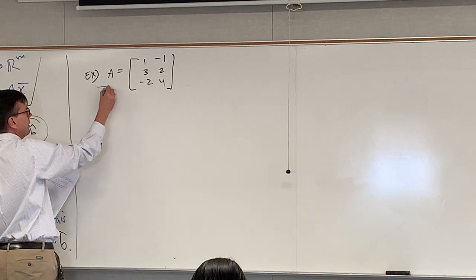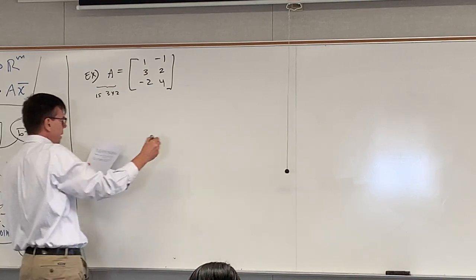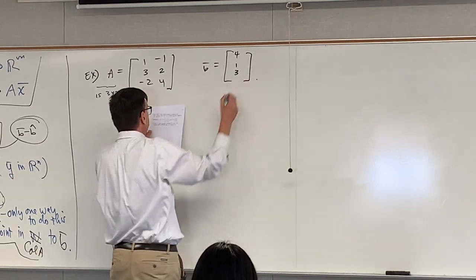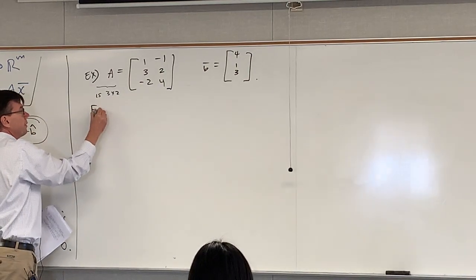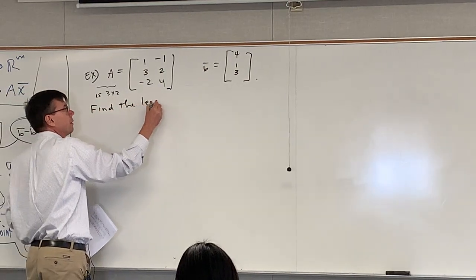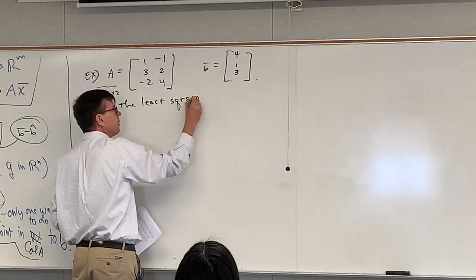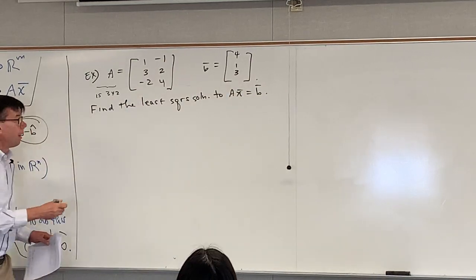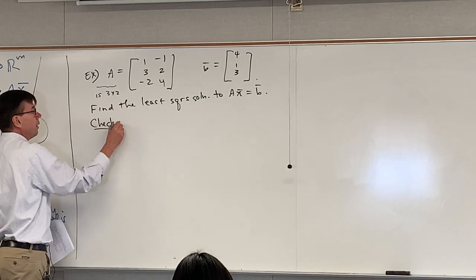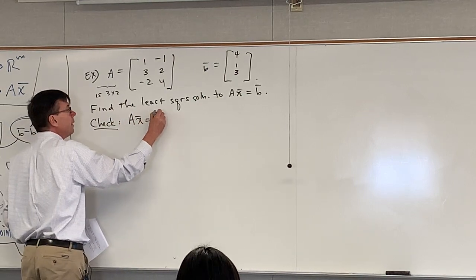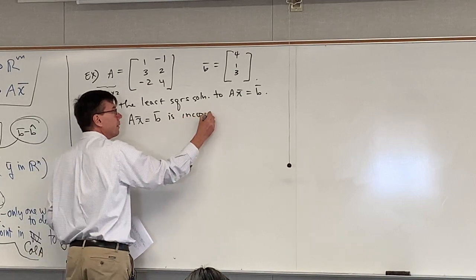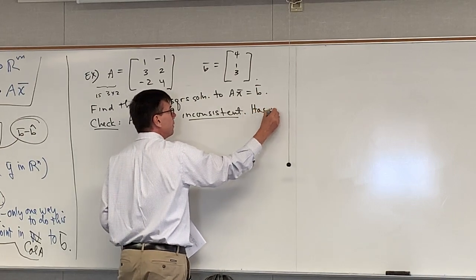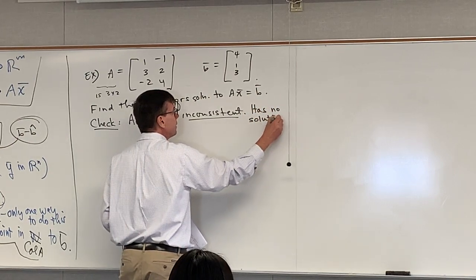A is 3 by 2, right? B is going to be 4, 1, 3. And we're going to find the least squares solution. You can check on your own that AX equals B is inconsistent. It has no solution. And that's what makes this interesting.